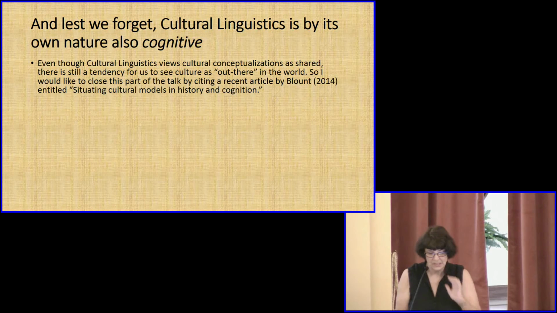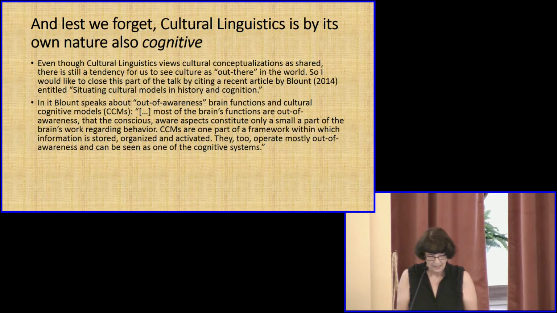Even though cultural linguistics views cultural conceptualizations as shared, there's still a tendency for us to see culture as out there in the world. So I'd like to close this part of the talk by citing a recent article by Blount from 2014 entitled "Situating Cultural Models in History and Cognition." In it, Blount speaks about out-of-awareness brain functions and cultural cognitive models. Most of the brain's functions are out of awareness, and the conscious aware aspects constitute only a small part of the brain's work regarding behavior.